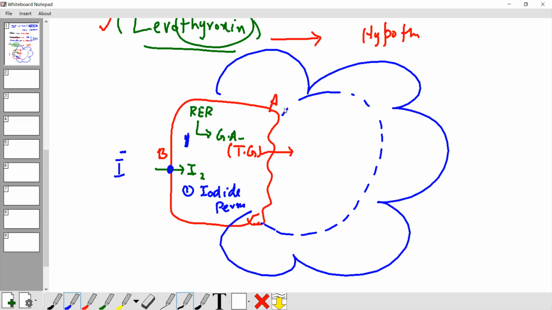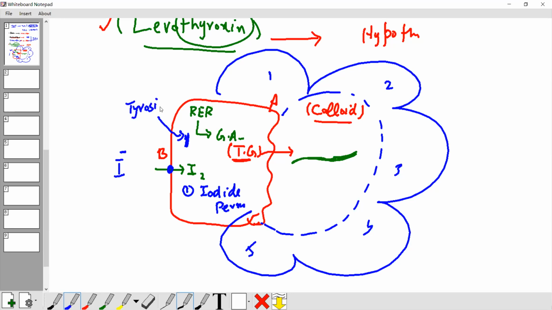Cell number 1, cell number 2, 3, 4, 5, like this. The central part of this is one follicle, and this central part is known as colloid. After production of thyroglobulin, it is exocytosed here. We produce thyroglobulin using the amino acid tyrosine. Tyrosine enters here, and then the rough endoplasmic reticulum changes it to the protein thyroglobulin.